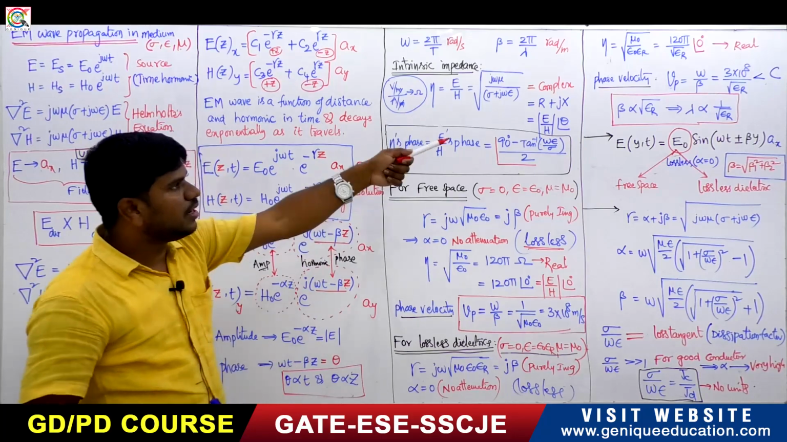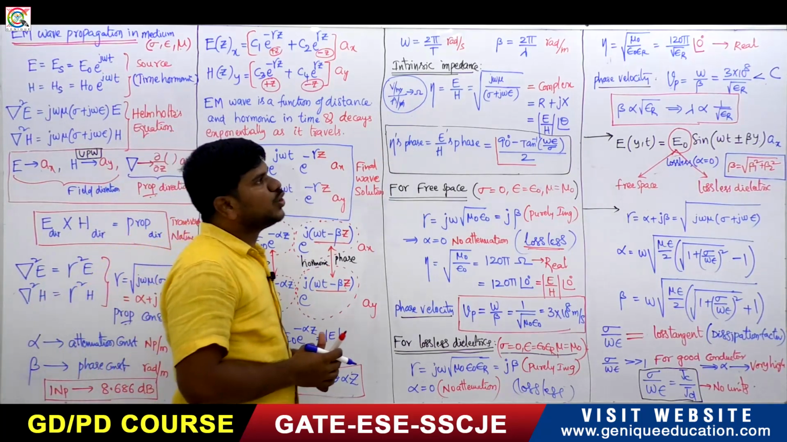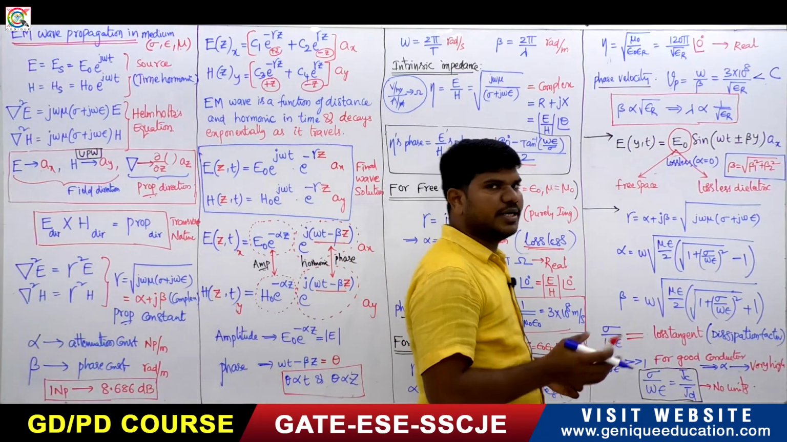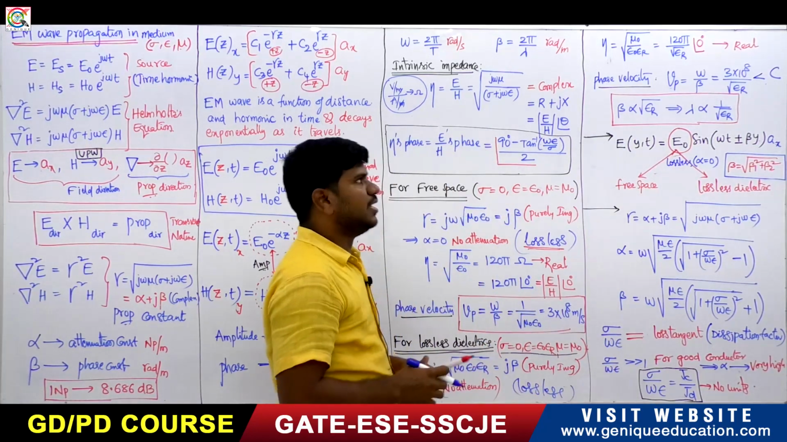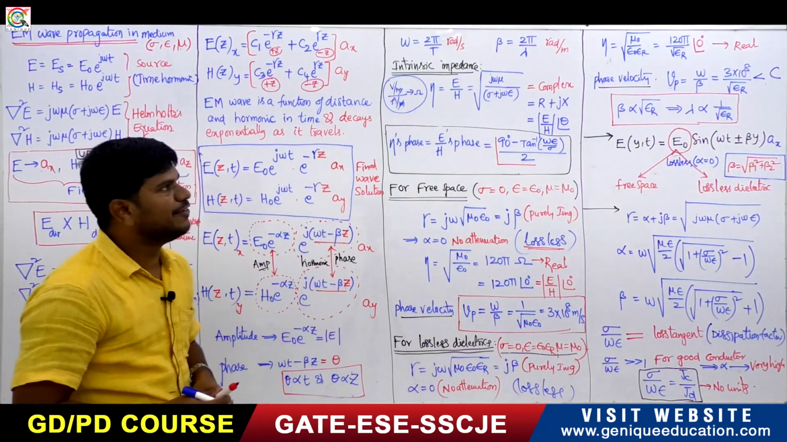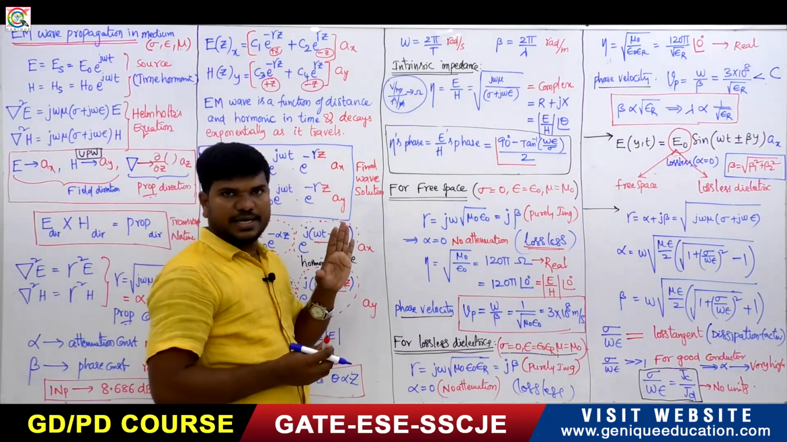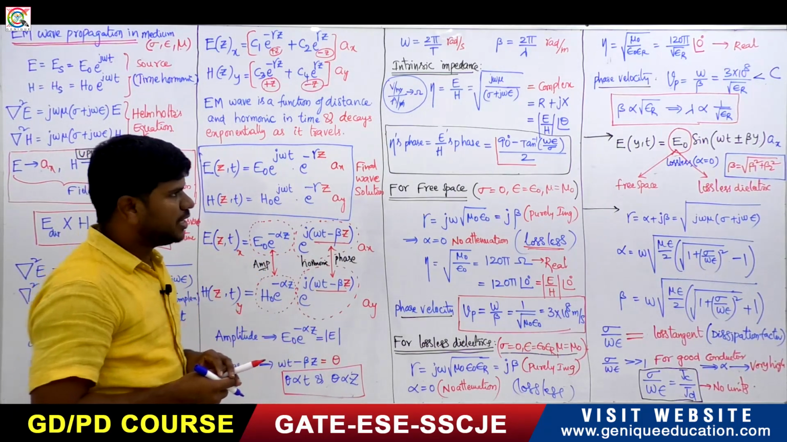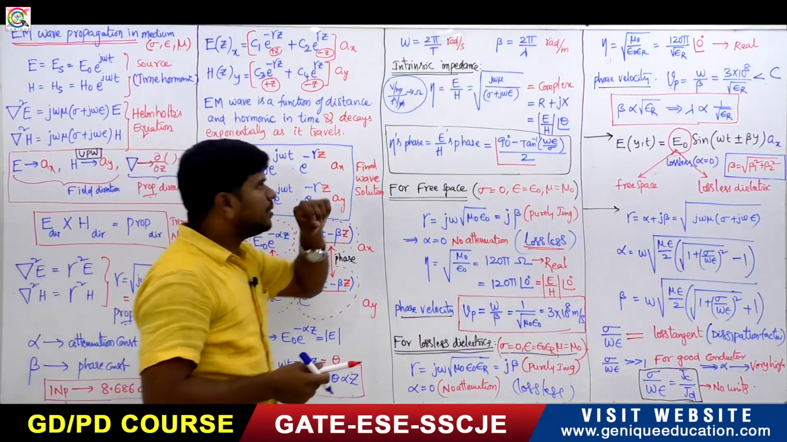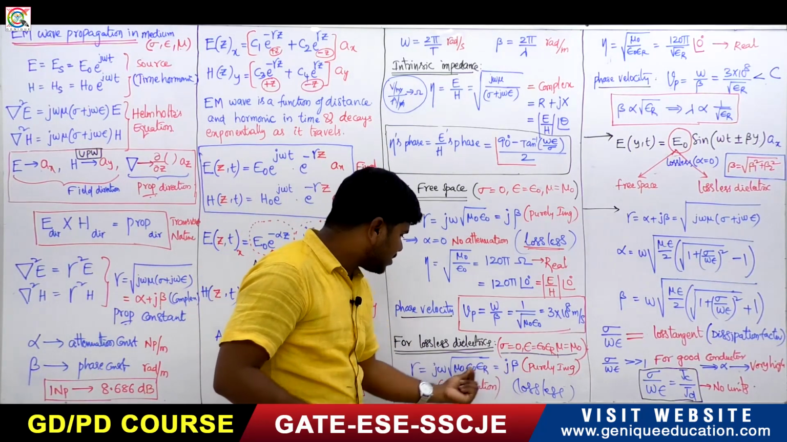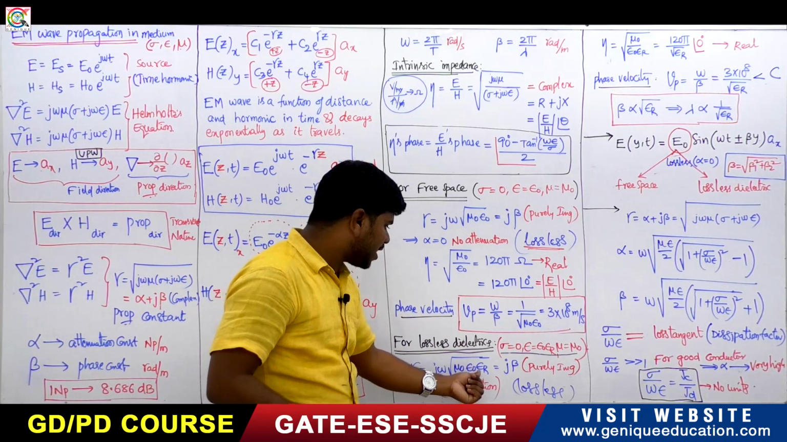The units are meters per second. 3 into 10 power 8 divided by root epsilon r is definitely less than C. C is how much? 3 into 10 power 8 meters per second. So from this, what is beta? Beta is equal to omega root over mu naught epsilon naught epsilon r.